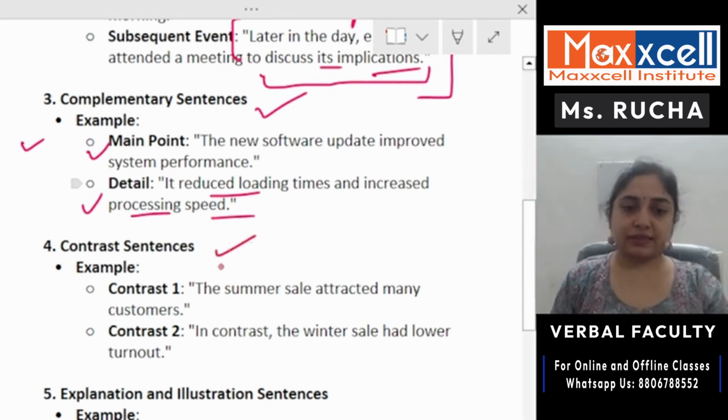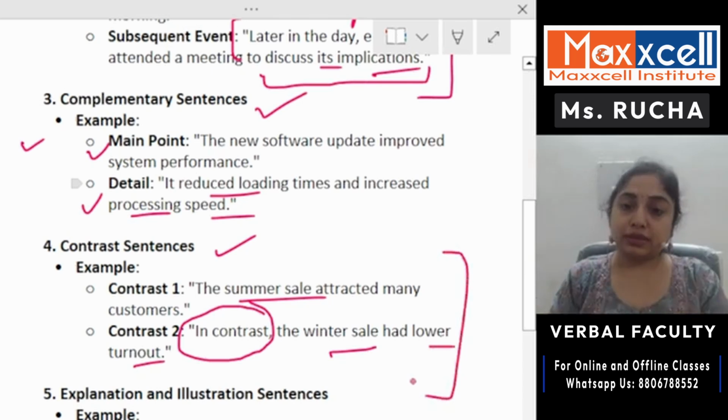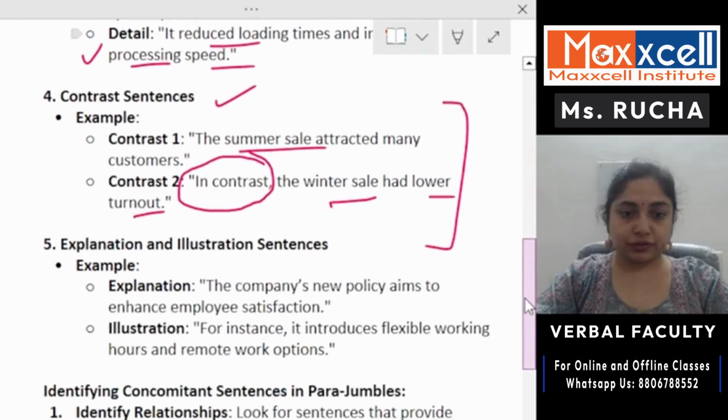Contrast sentences. Contrast you all know. The summer sale attracted many customers. In contrast, the winter sale had lower turnout. Now we are talking about summer sale that attracted many customers and something contradictory to it happened in the winter sale. It had lower turnout, right? So these are contrasting sentences. Again, because of the contrast, they are together. Let us understand this even further.